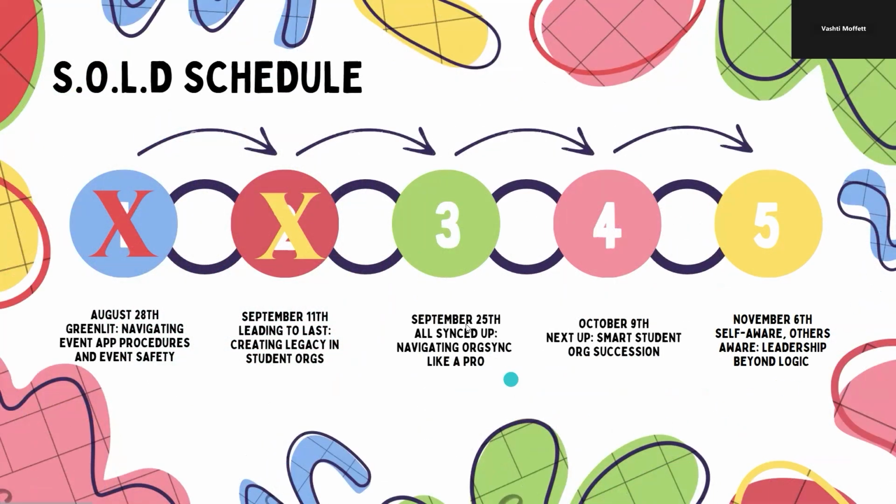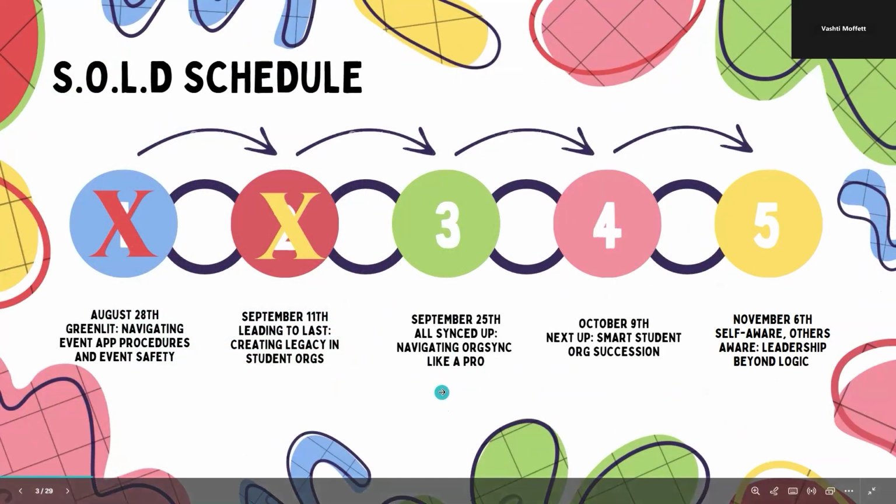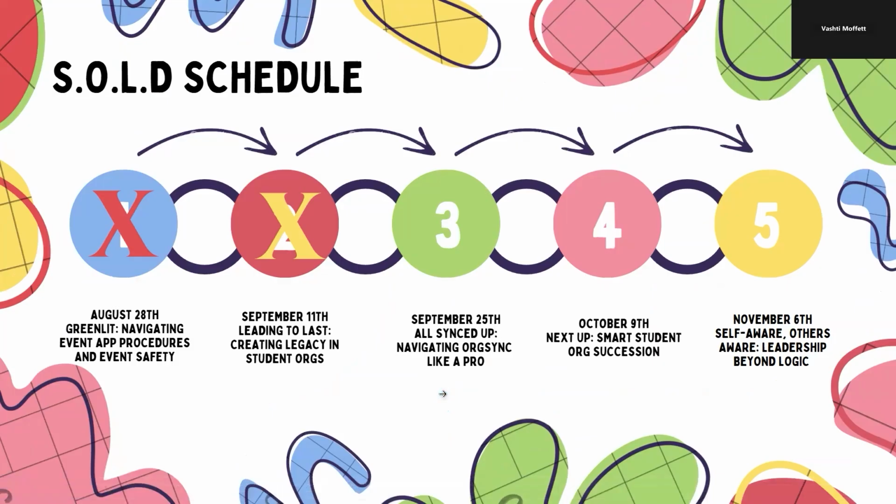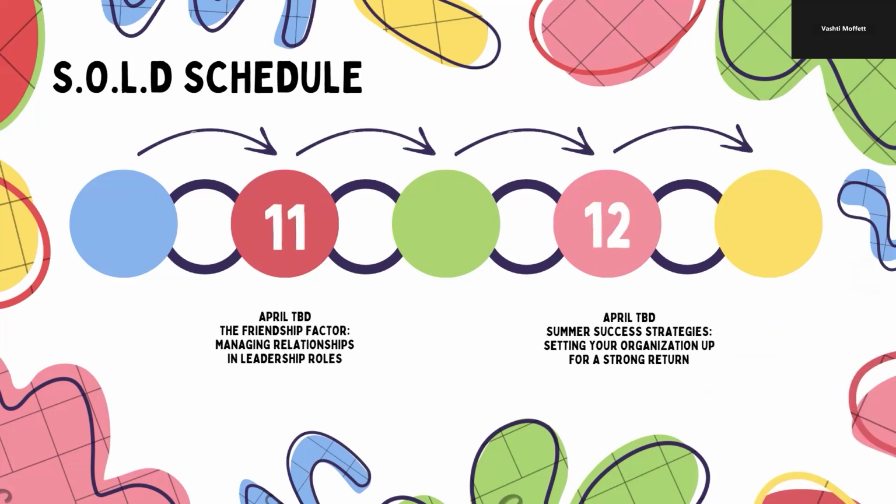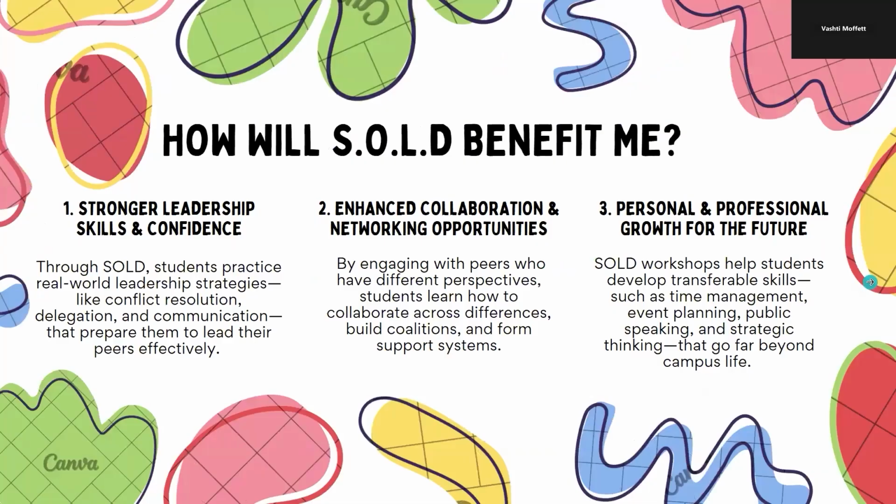All right, so today is session 3. We are covering All Synced Up, navigating OrgSync like a pro. Just as a refresher, last week we did Leading to Last, creating legacy in student orgs. And the week before that, we did Greenlit, navigating event app procedures and event safety. Next time, we will be talking about Next Up, smart student org succession. And remember, that means your officer transition. Basically, how can you ensure that you have a smooth officer transition? And these are just the rest of the sessions that we will have for the academic year.